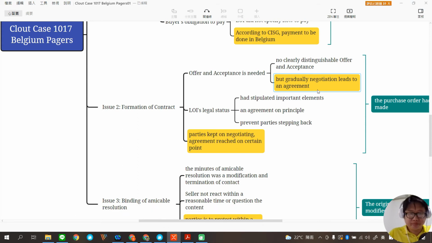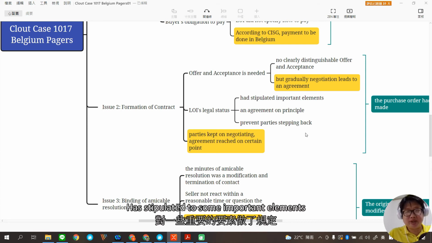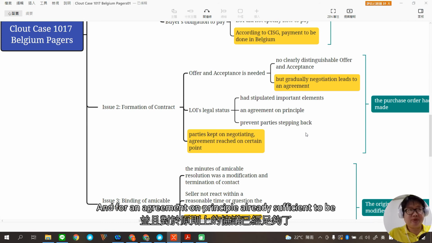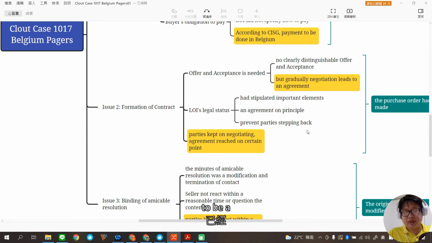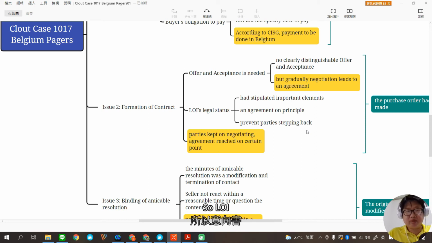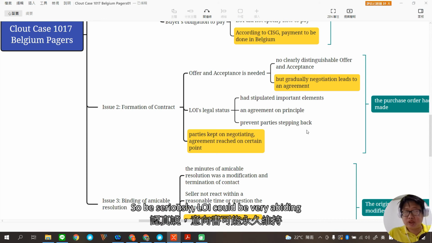And then the LOI's legal status. Because the LOI has stipulated some important elements, for an agreement in principle it is already sufficient to be deemed an agreement in principle. And the LOI is to prevent parties from stepping back. So the LOI could be binding. Seriously, the LOI could be very binding.